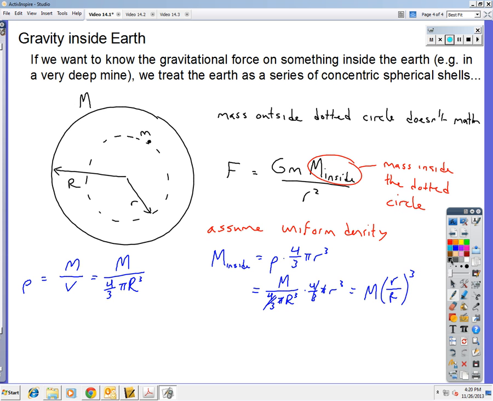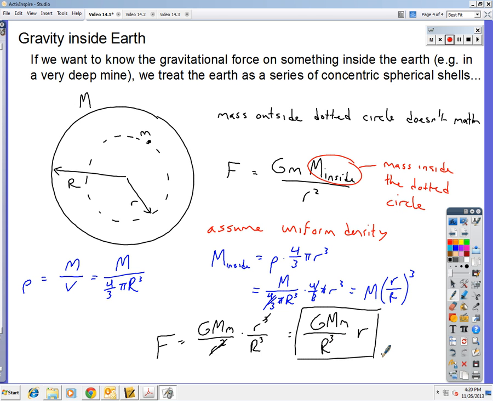And that means that the force of gravity, when we plug this expression in for m inside, is G m M over little r squared times little r cubed over big R cubed. And we end up with G M m over big R cubed times little r, which is very interesting because it means that the further you go down into the Earth, little r gets smaller and gravity gets weaker. And if you had a cavity at the center of the Earth, everything in that cavity would be completely weightless, which is kind of cool. It would also be really, really hot, but that's a separate issue.